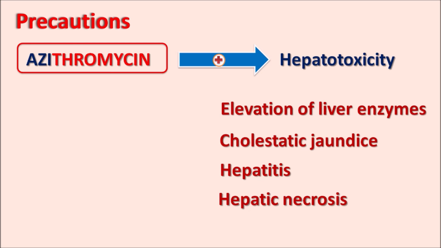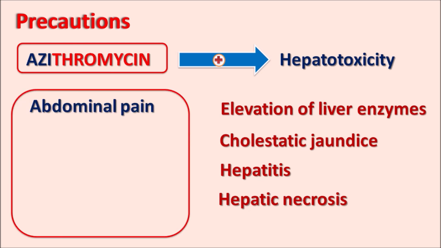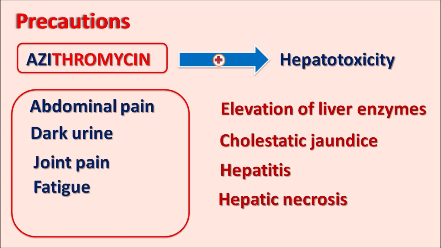So particularly if you have symptoms like abdominal pain, dark urine, joint pain, fatigue, nausea and vomiting, if any of these symptoms are observed in the patients, then a liver function test should be done. If any liver damage is produced by azithromycin, then this drug should be stopped and replaced with an alternative drug.